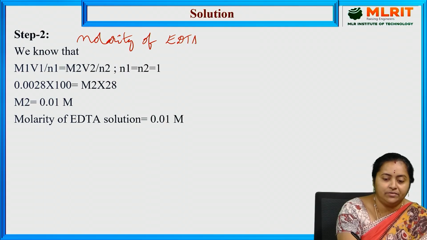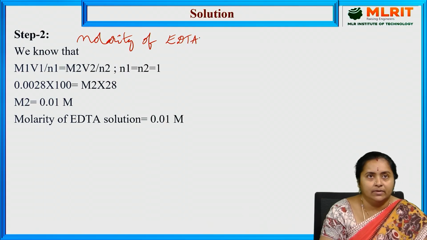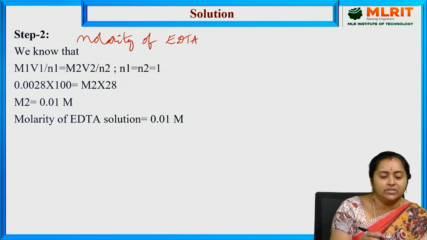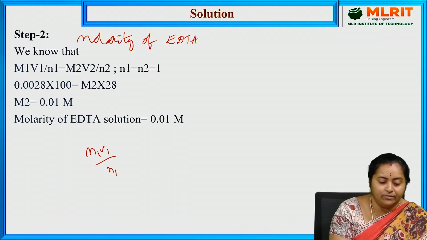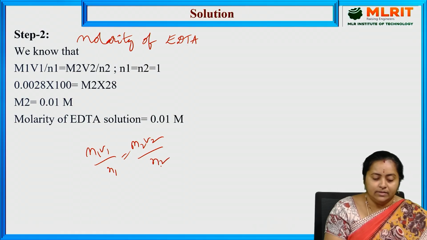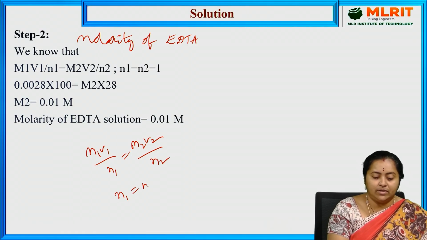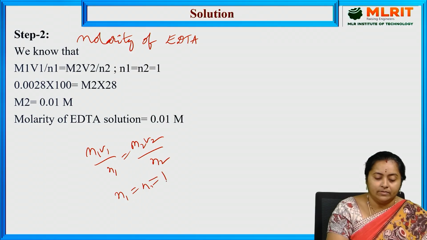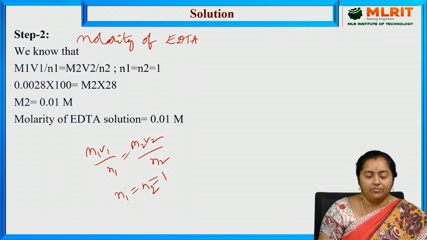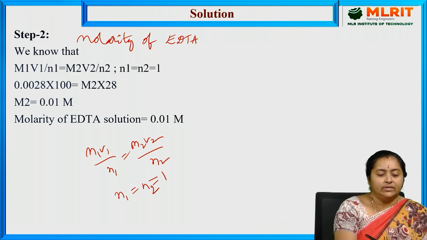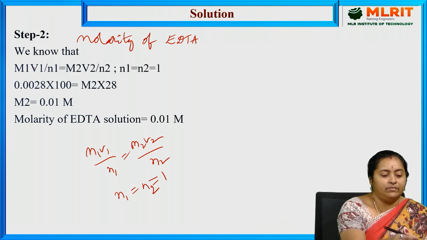Molarity of EDTA we are going to calculate in step 2. For that we are going to use the formula M1 V1 by N1 is equal to M2 V2 by N2. In this we know that N1 is equal to N2 is equal to 1, the number of moles is equal to 1.